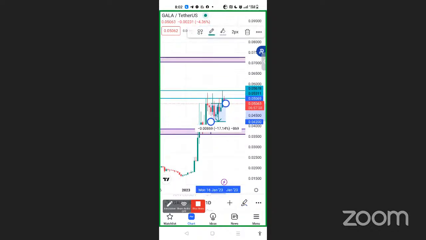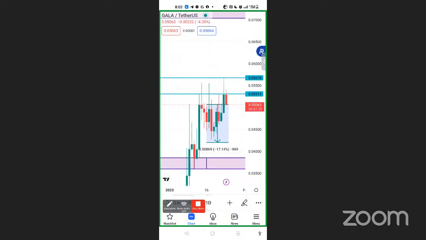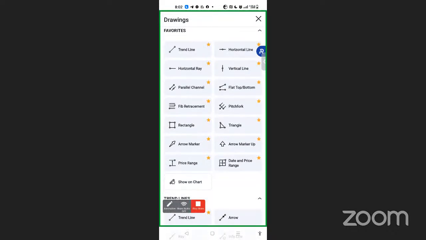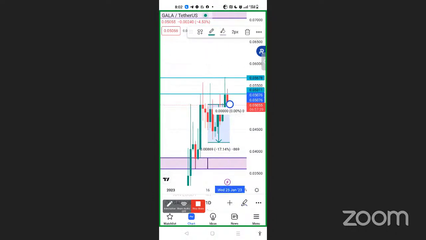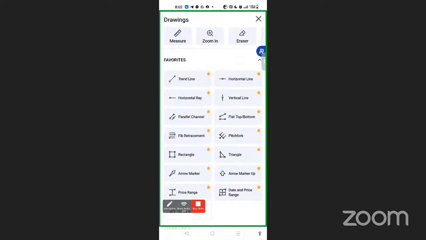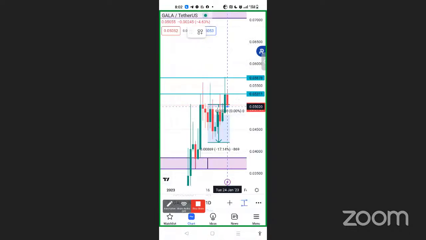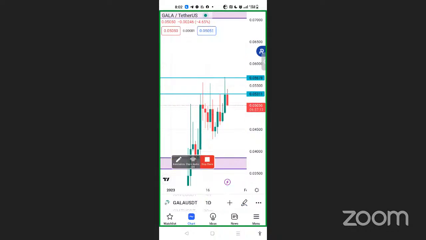Then I know the market will try to move from there if it doesn't move down to this point. Which one? This point here. From here to this point is already 4%, but I will not trade from here. What will I do? I'll go to the lower time frame. From 1 day, I can go to 1 hour.